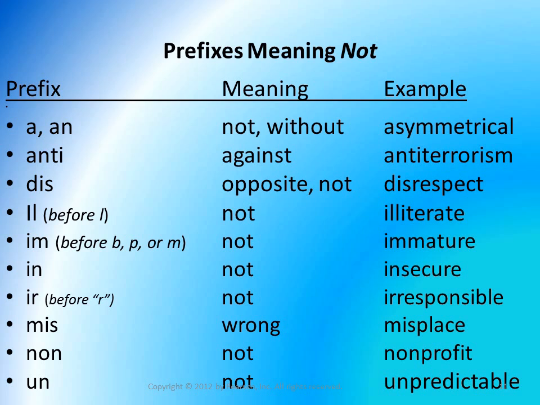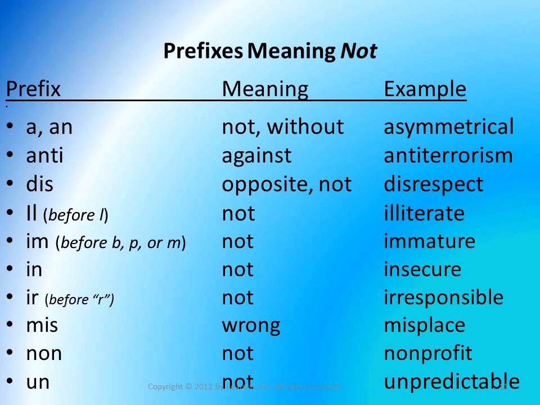Okay, now here's a bunch of prefixes that mean not. A and an are not, without, and means asymmetrical is not symmetrical. Anti is against, like anti-terrorism. Dis is opposite or not, like disrespect, you're not respectful. IL before L is not, like illiterate, you're not literate. IM before B, P, or M is not, like immature, you're not mature. In is not, like insecure, not secure. IR before another R means not, like irresponsible, you're not responsible. Mis is wrong, like misplace.